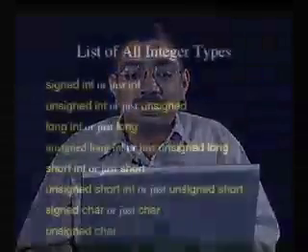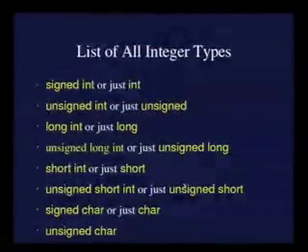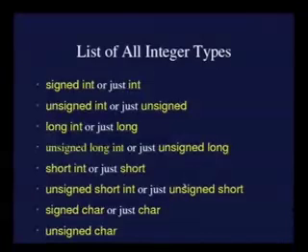So here is the list of all the integer types in C. We can have just a plain integer, which can be signed int or just int. We can have an unsigned integer, which we can write as unsigned int or just unsigned. We can have a long integer, which is written as long int or just long. An unsigned long integer, unsigned long int or just unsigned long. A short integer is written as short int or just short. An unsigned short integer is written as unsigned short int or just unsigned short. A signed character, which is written as signed char or just char.